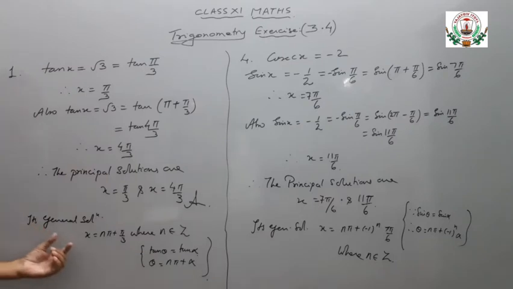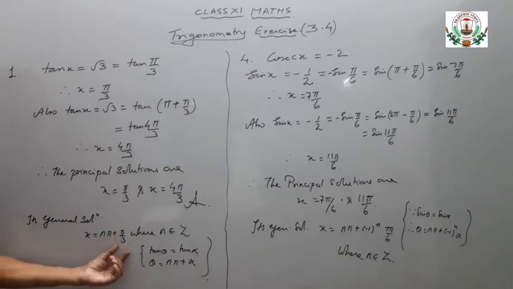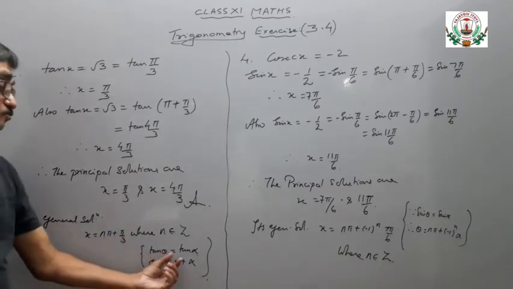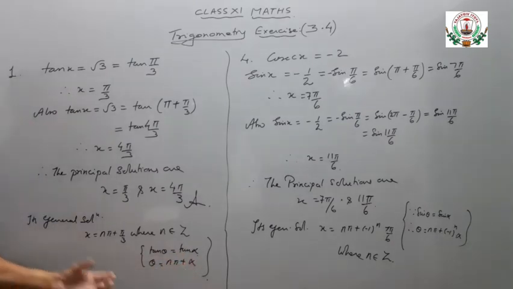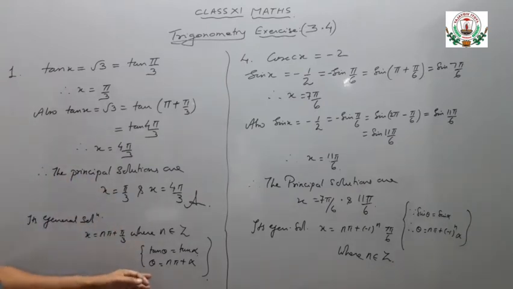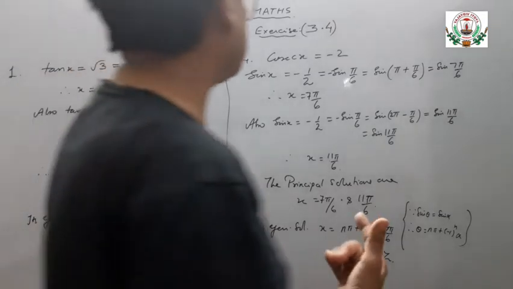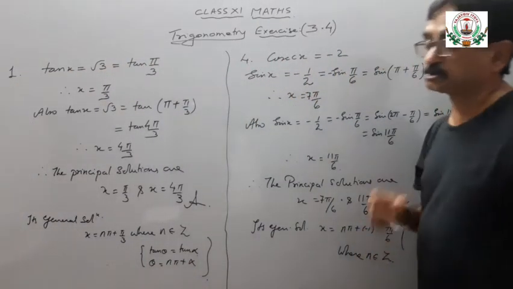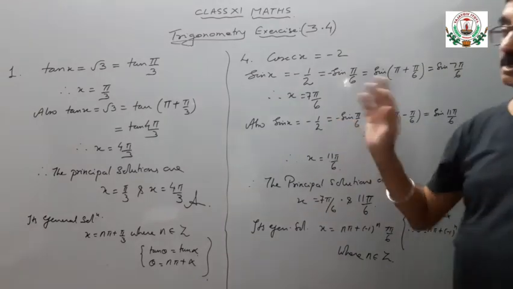So the two principal solutions of the given equation tan x equals root 3 are pi by 3 and 4 pi by 3. And its general solution will be given by x equals n pi plus pi by 3, where n belongs to the integers. As I have given in the formula, if tan theta equals tan alpha, its solution is theta equals n pi plus alpha. Okay, now let's move to question number 4. Questions 2 and 3 you have to solve in the same way.